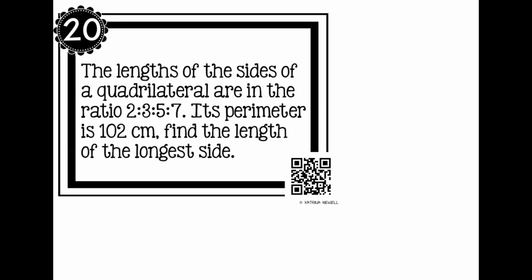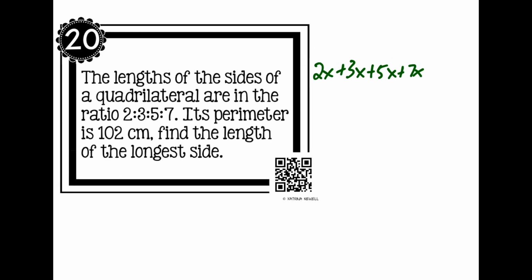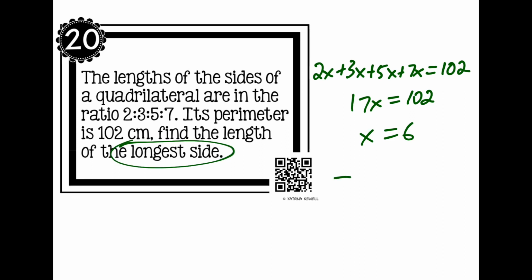For 20, a quadrilateral, all of the sides are going to add up to 102. So 2x plus 3x plus 5x plus 7x is equal to the perimeter, 102 centimeters. So if 17x is equal to 102, then x is 6. They want the longest side, so 7 times 6 is equal to 42.